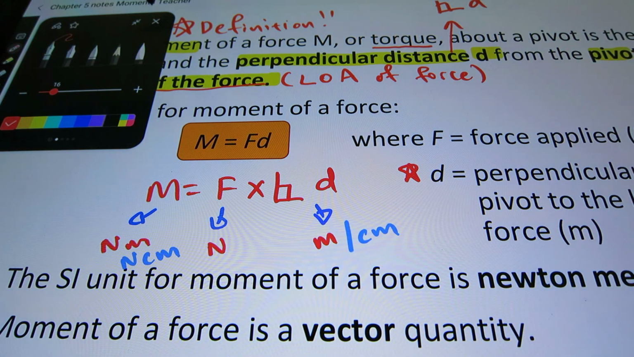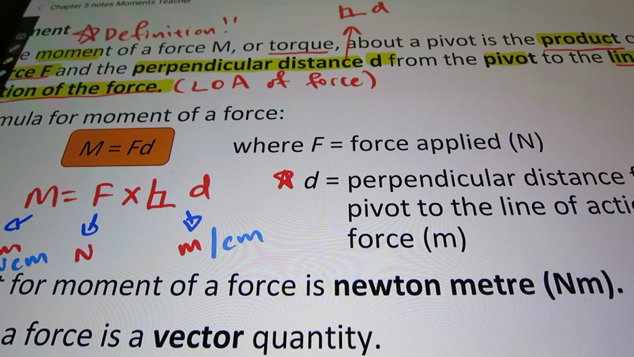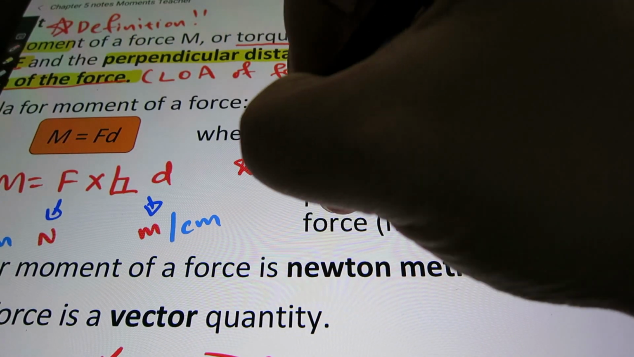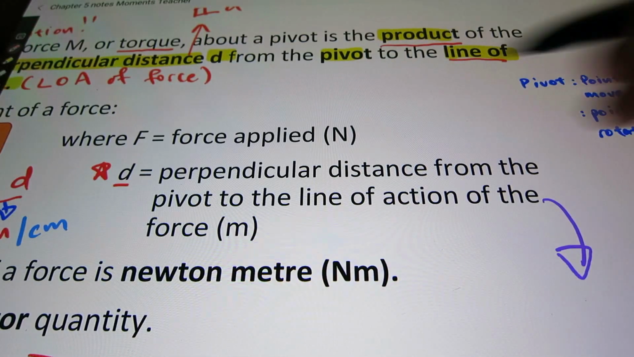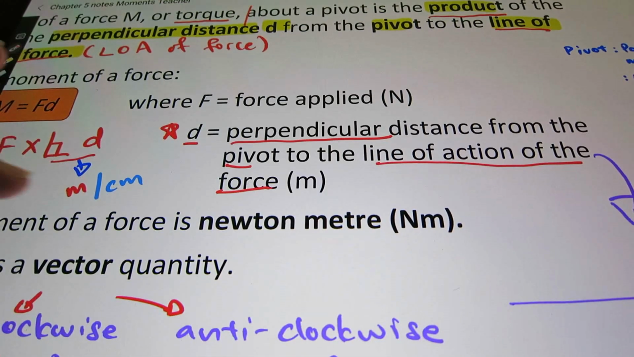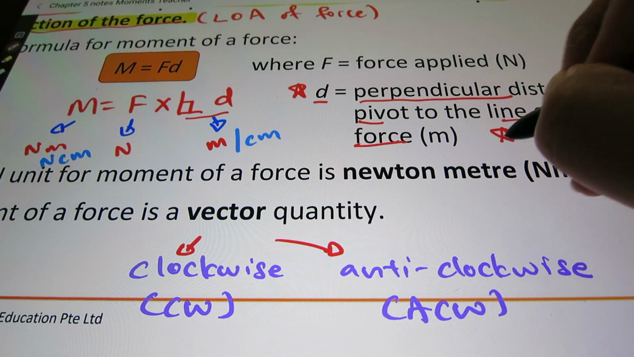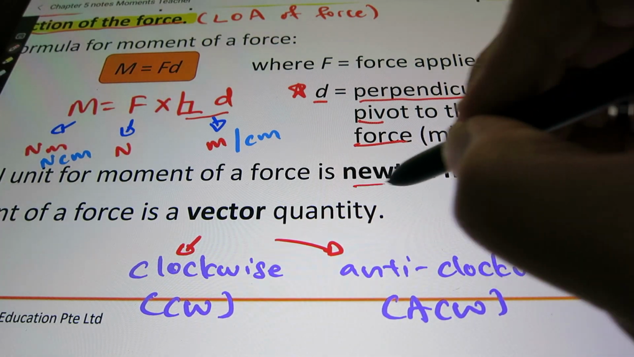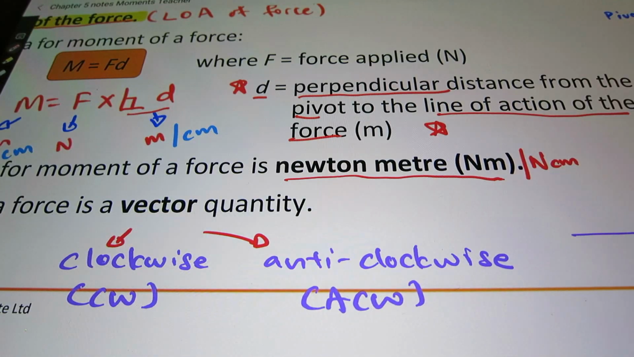So let's unpack what this d here is. This d, or the perpendicular distance, take note of the notation I use, is the perpendicular distance from the pivot to the line of action of the force. Let me run through all the things first before I stress on what this is. The SI unit is newton meter, but of course you can alternatively also use newton cm if your distance is in cm.